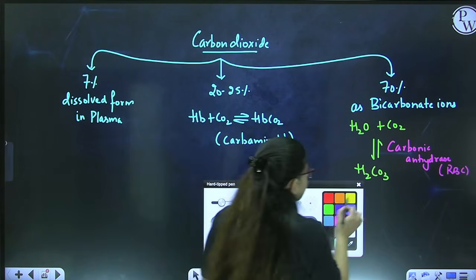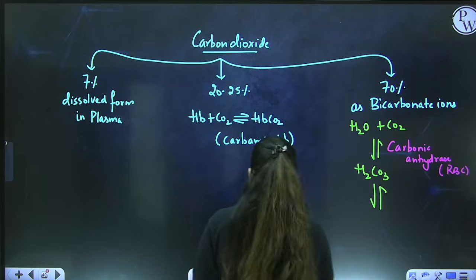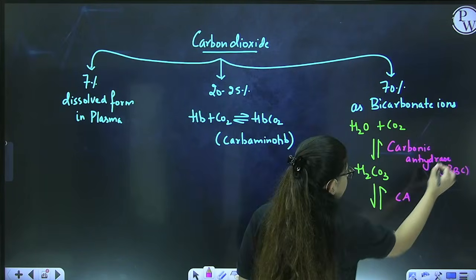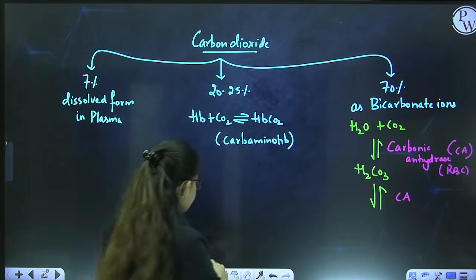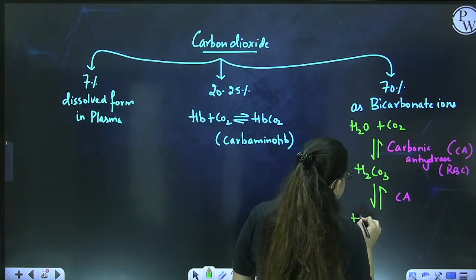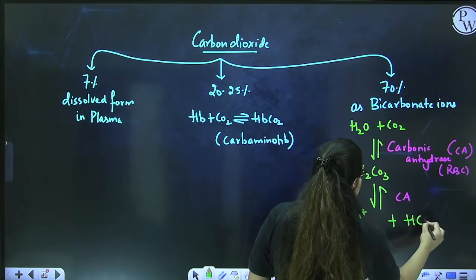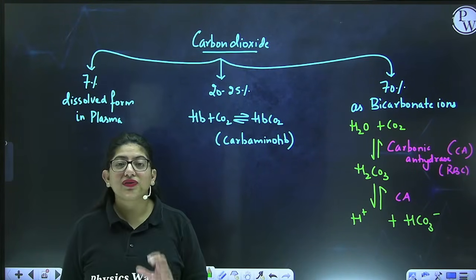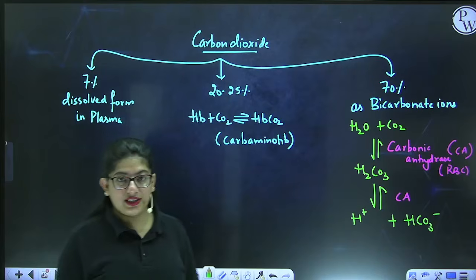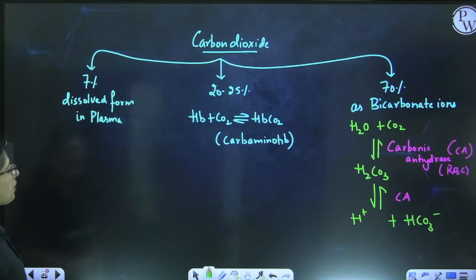Now with the help of the same enzyme, I'm writing Ca for this enzyme, this will dissociate into H positive ions plus bicarbonate ions. So this is what bicarbonate ions are, and 70% of CO2 is transported as such. Fine. All right. So let's solve these questions, guys.